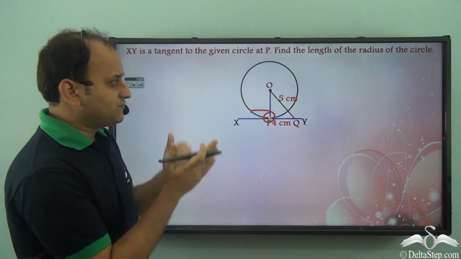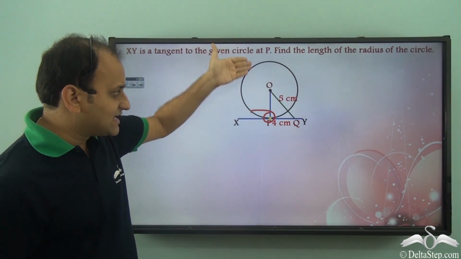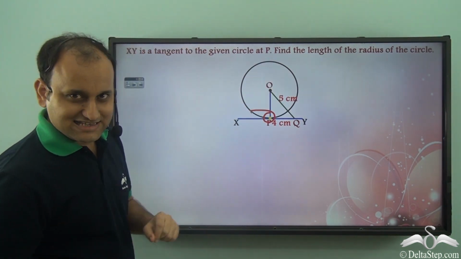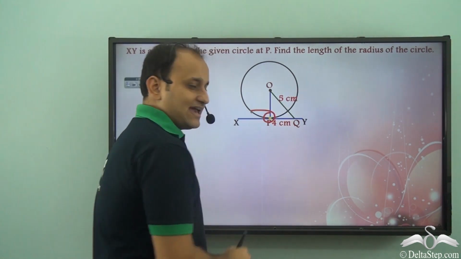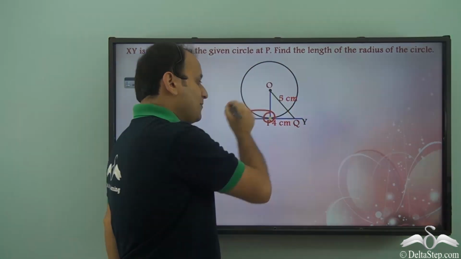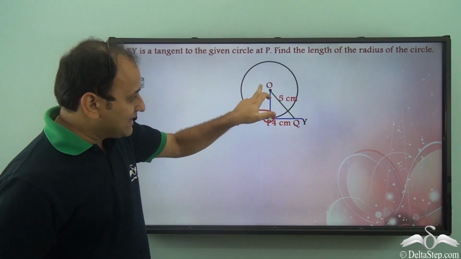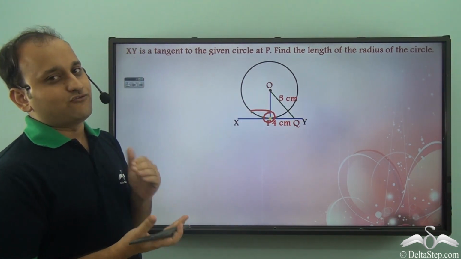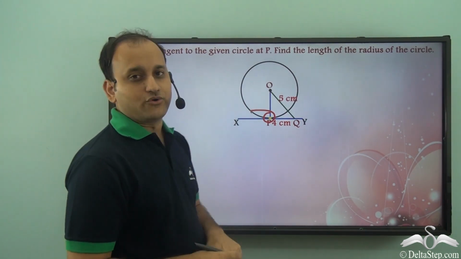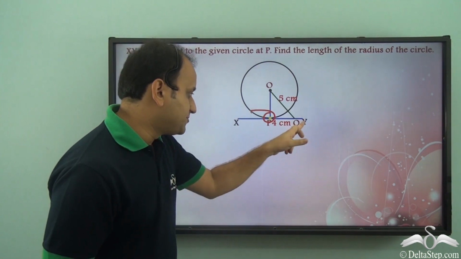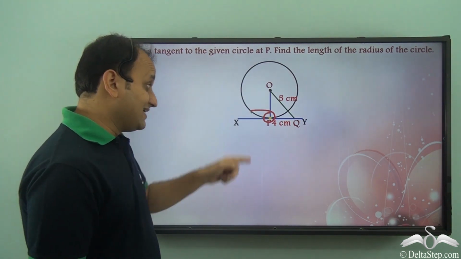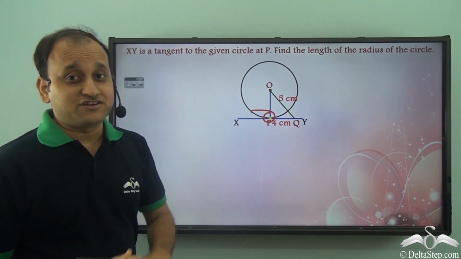Now we need to find the length of the radius, or the length of the line segment OP, because OP is nothing but the radius of this particular circle, isn't it? Because P here lies on the circle and this line segment OP joins the center and point P on the circle. So OP is the radius of the circle. If we find the length of OP, we will be able to find the radius of the circle. So how do we go about it? Well, we have this particular tangent and we have a radius, the radius which is through the point of contact of the tangent.